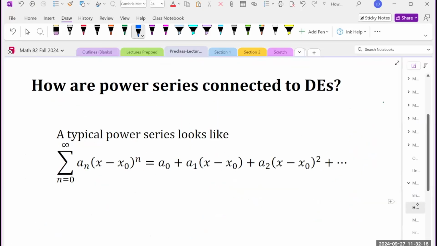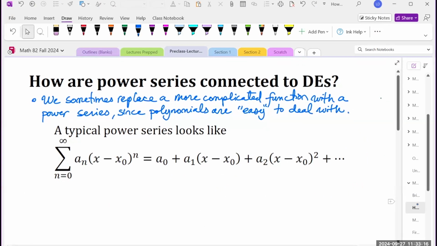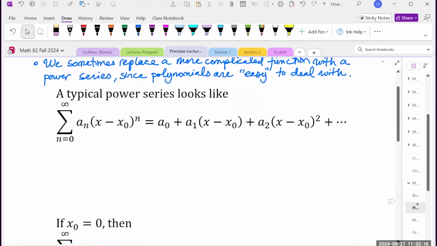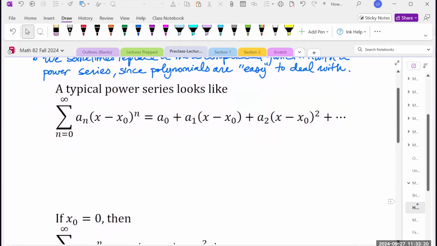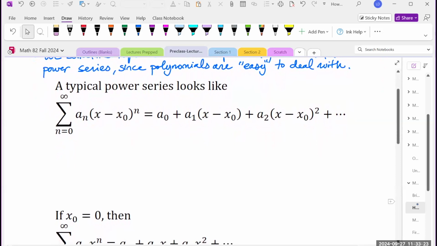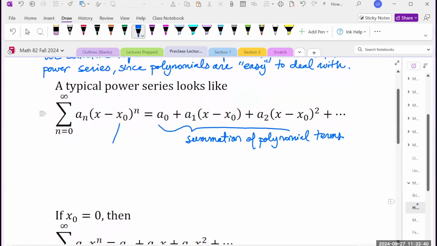Now, how are power series connected to what we want to do with our differential equations? We sometimes can replace a complicated function with a power series, since polynomials are easy to deal with. So here again is what a typical power series looks like. An expansion about the point x naught. This is our summation of polynomial terms. And as I said before, x naught is the point of expansion or the base point.